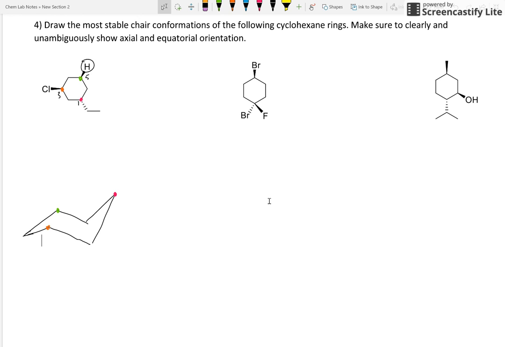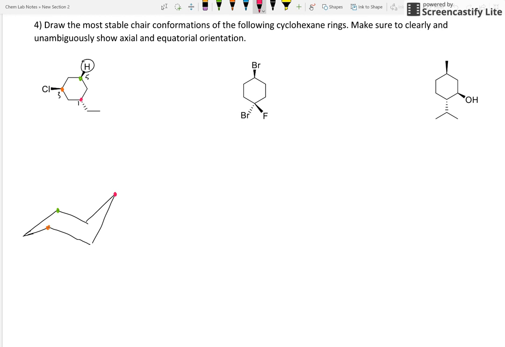All right, let's start working through question 4 on exam 2. We're asked to draw the most stable chair conformations for these cyclohexane rings. So we need to go through and figure out what's going to go equatorial and what's going to go axial based off of the orientations that we are given.